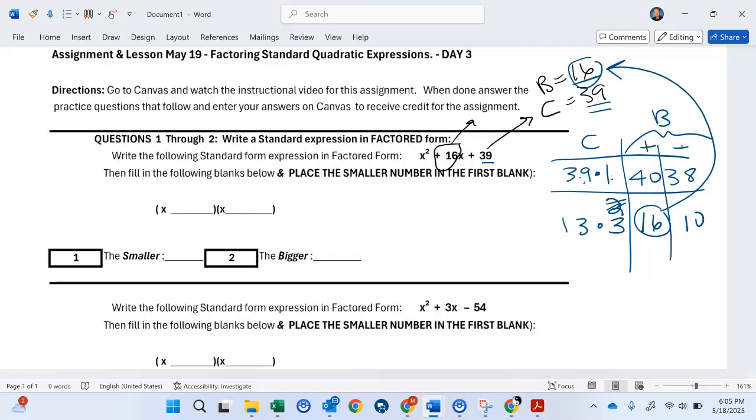So that means these two numbers right here are going to be the numbers, plus 13 and plus 3. The smaller number is positive 3, the bigger number is 13. And so there you go. That would be the answer for those.